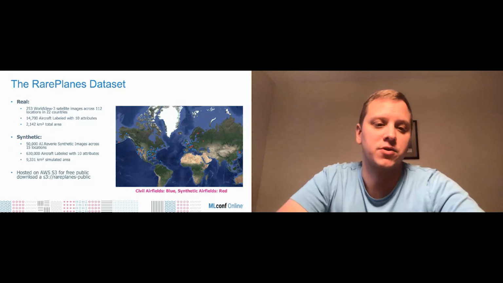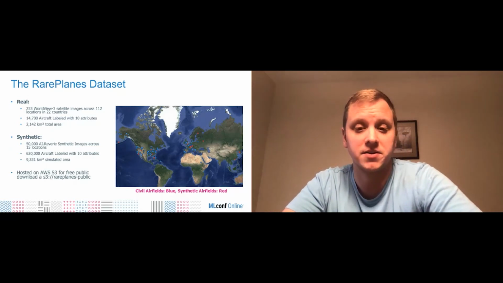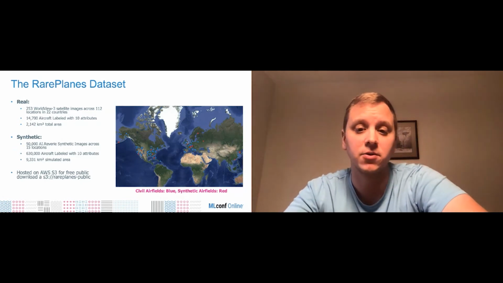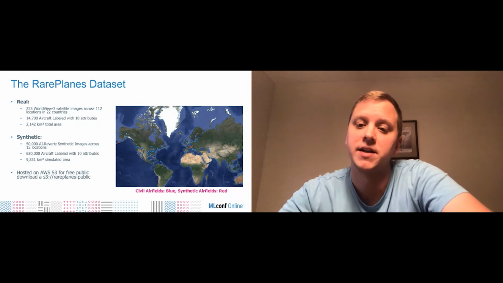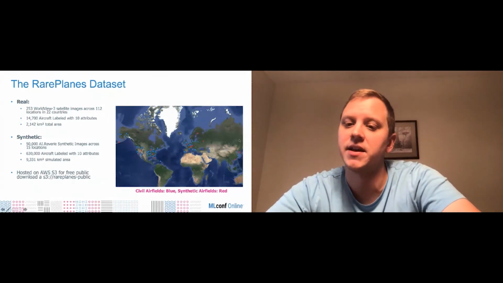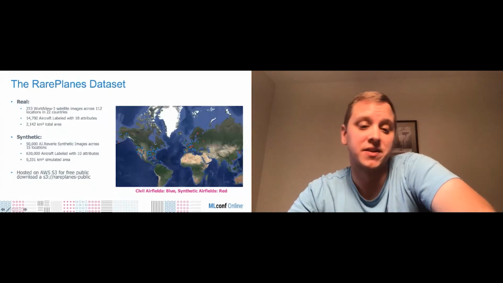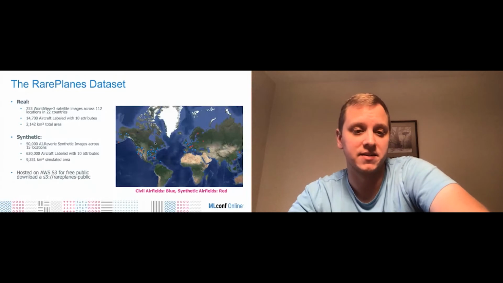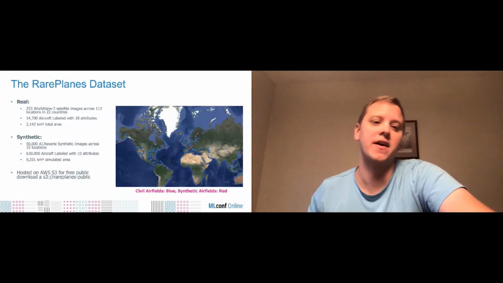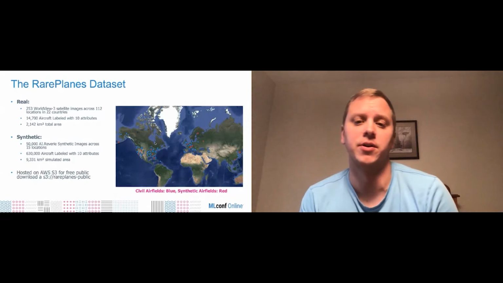and it spans over 2,000 square kilometers. The synthetic portion is much larger. It features 50,000 synthetic images across 15 locations. And if you're wondering about the dots here, the blue ones are going to be our real locations, the red being the synthetic simulated areas, and over 600,000 aircraft labeled here, again, with the same 10 attributes as in the real data set, over 9,000 total square kilometers of simulated area included here.